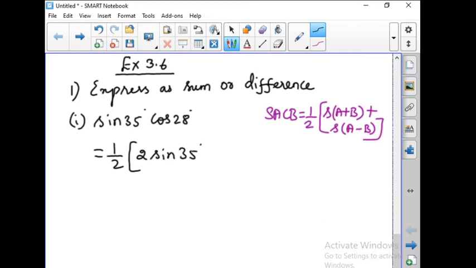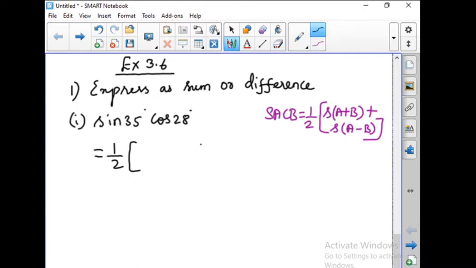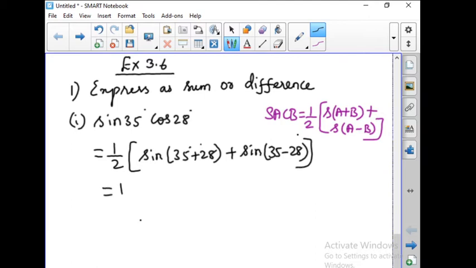Then we get sin 35 into cos 28 degree. So we can easily write it as 1 by 2, or otherwise you can write it in the same step itself. We can write it here, okay? So 1 by 2 sin of 35 plus 28 plus sin of 35 minus 28. So your answer is 1 by 2 of sin 63 degree plus sin 7 degree. Okay, so this is your answer.